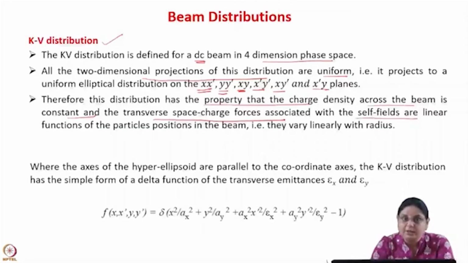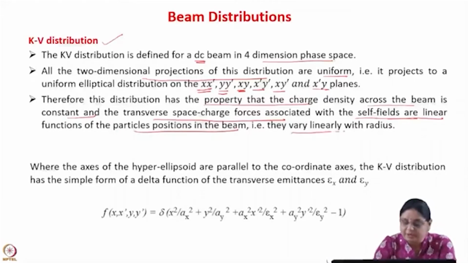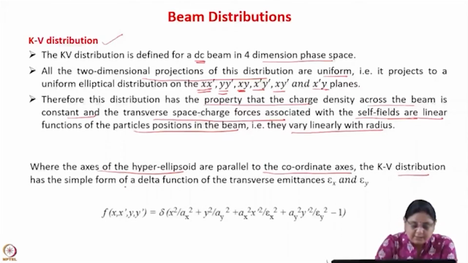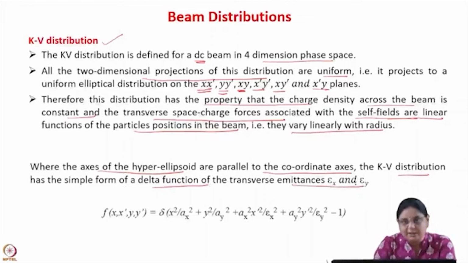So we've already calculated if you have a uniform charge distribution in two-dimensional space, then the force due to that is linear. So the forces associated with the self fields are linear functions of the particle's position in the beam, that is, they vary linearly with the radius. Now, where the axes of the hyperellipsoid are parallel to the coordinate axis, the KV distribution has a simple form of delta function of the transverse emittances epsilon x and epsilon y.